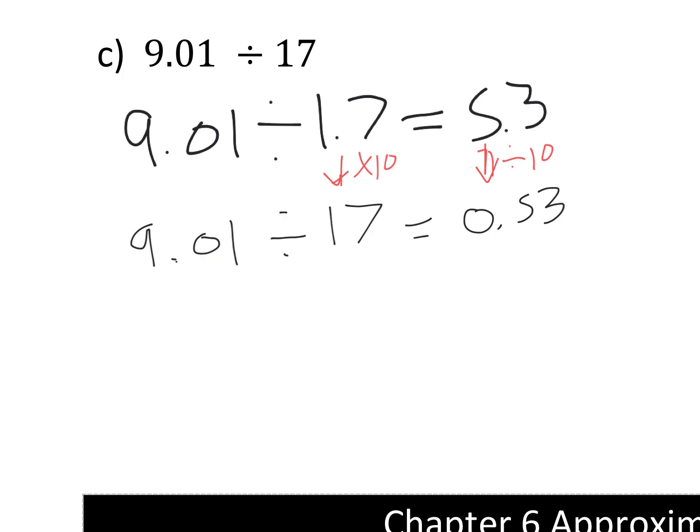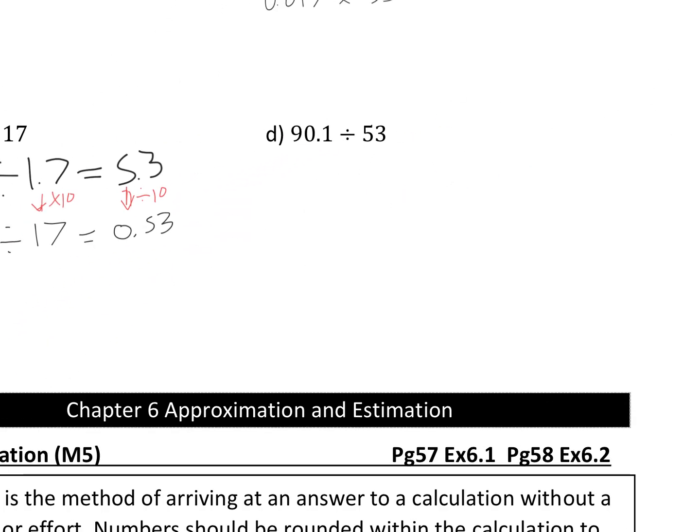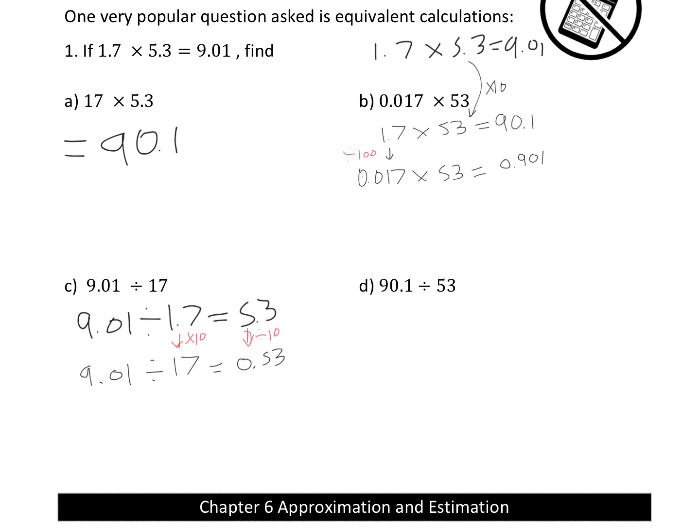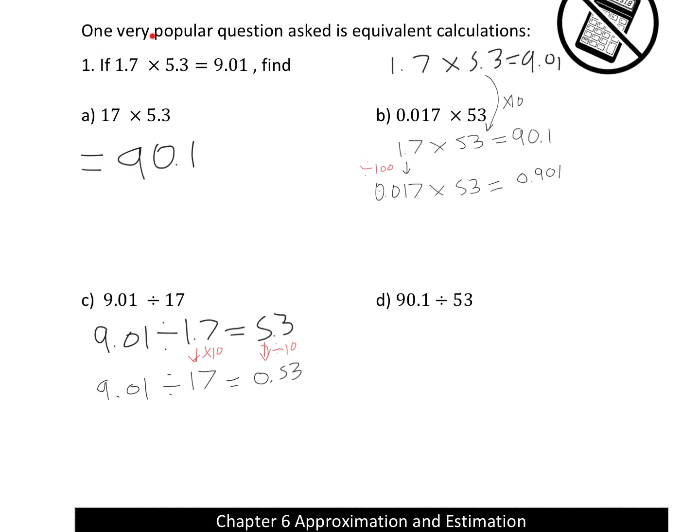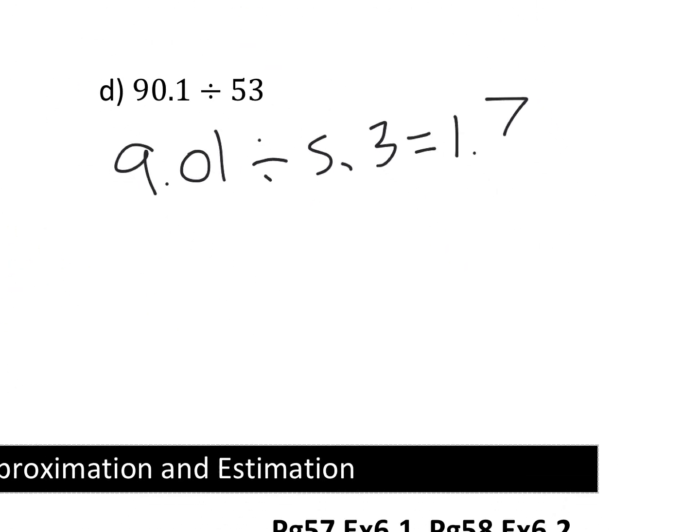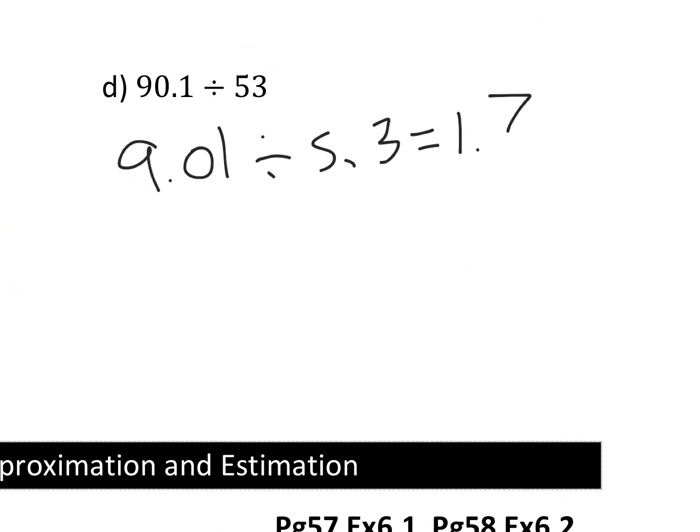Okay, let's repeat that for the last one. We've got 90.1 divided by 53. I'm going to go back to the start and get 9.01 and divide it by 5.3. Just rearranging the question, and we should get 1.7. And now we can focus on this and try and change it. So we'll try and change it in a few steps.